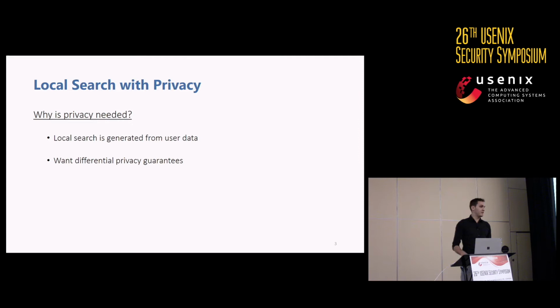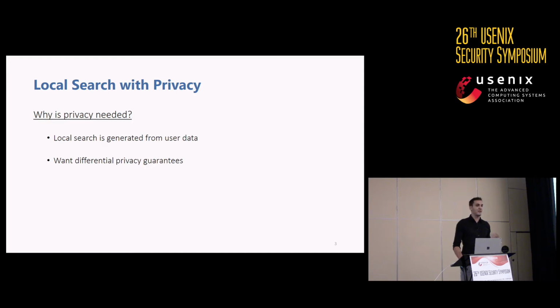And while local search is great in and of itself, we're more interested in local search with privacy. But why do we need privacy for local search? Well, at its core, local search has this head list, which is generated based on user data. And in fact, that user data is a user's search history. User search histories are extremely sensitive, and it's mostly considered one of the most sensitive pieces of data that the average user has on their computer.